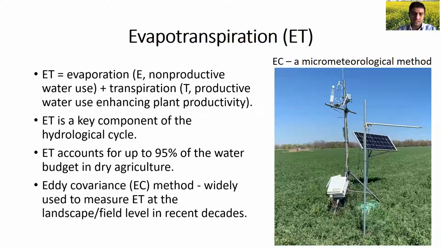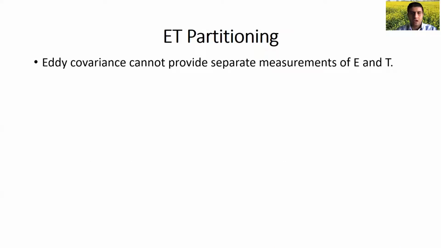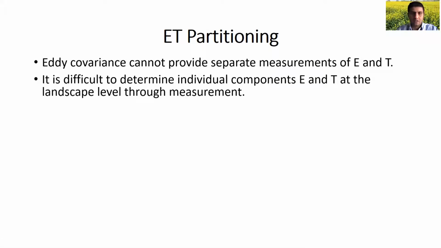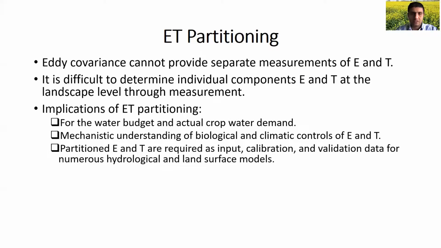In the last 2 decades, the eddy covariance method has been widely used to measure ET at the landscape or field level. However, this eddy covariance method cannot provide separate measurements of E and T, even though it provides direct and continuous measurement of ET. It is difficult to determine the individual components of E and T at the landscape level through measurement.